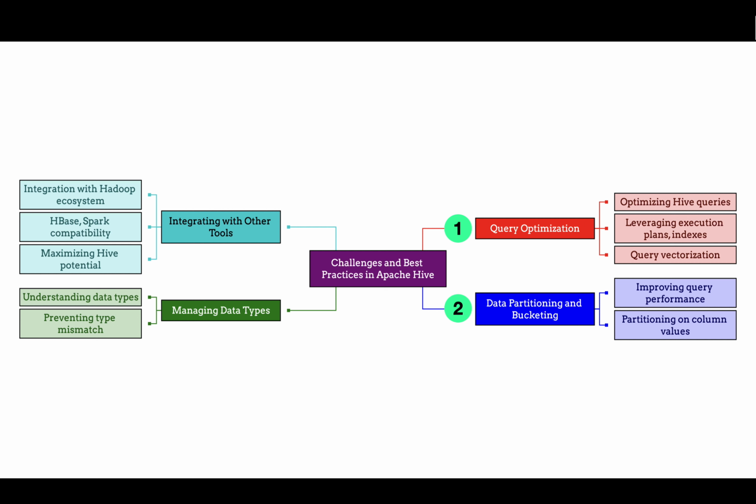2. Data partitioning and bucketing. Efficient data partitioning and bucketing can significantly improve query performance, especially for large datasets. It involves dividing tables into parts based on the value of a column or set of columns.